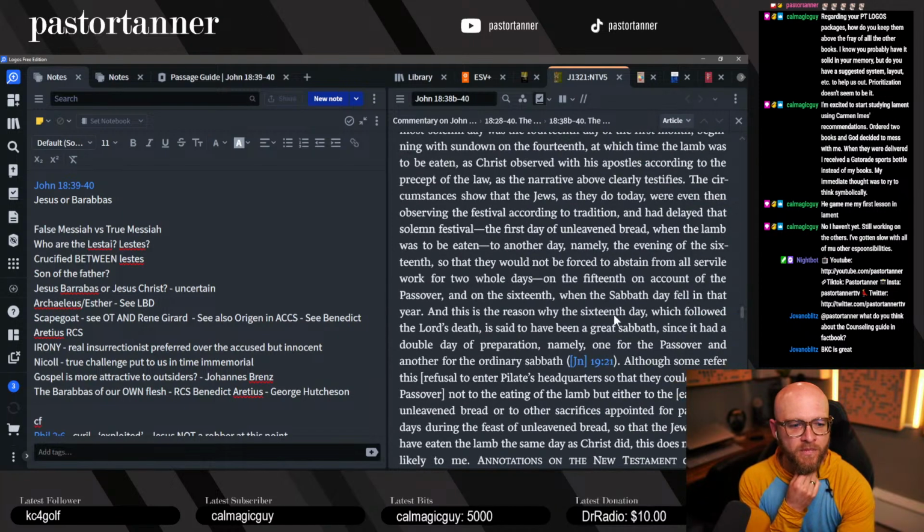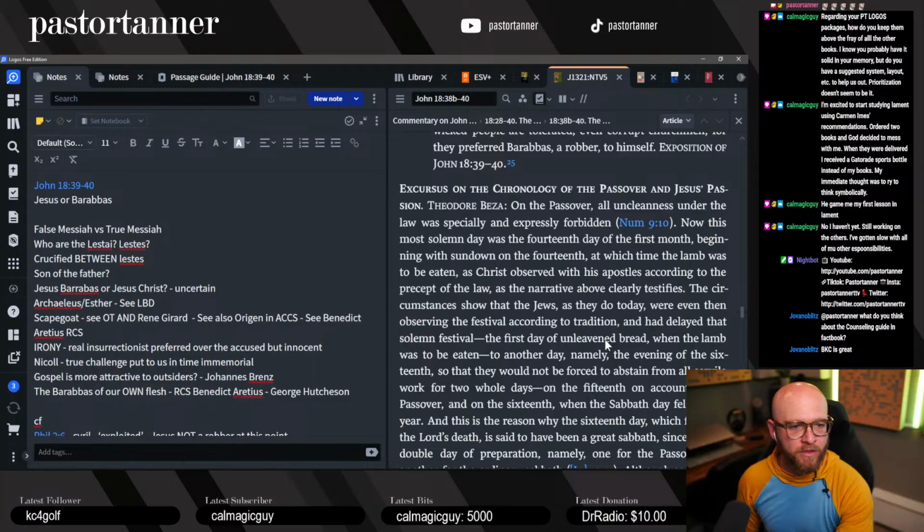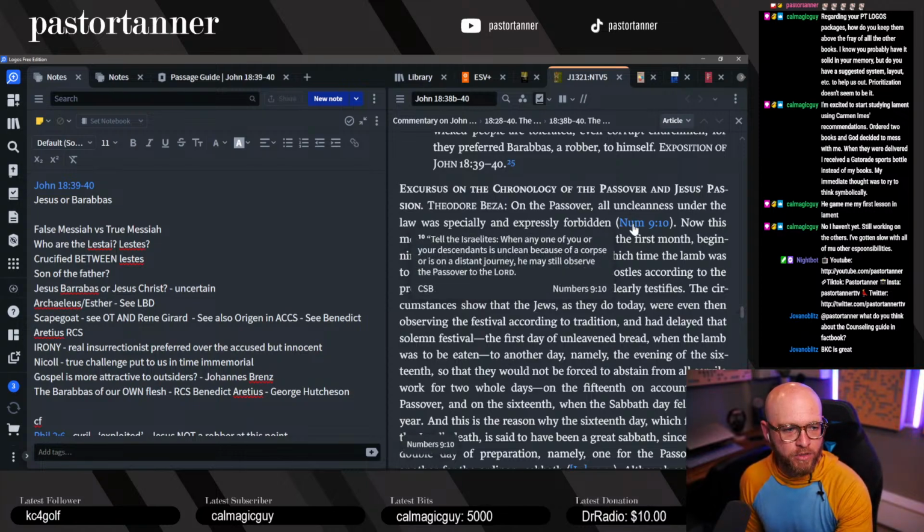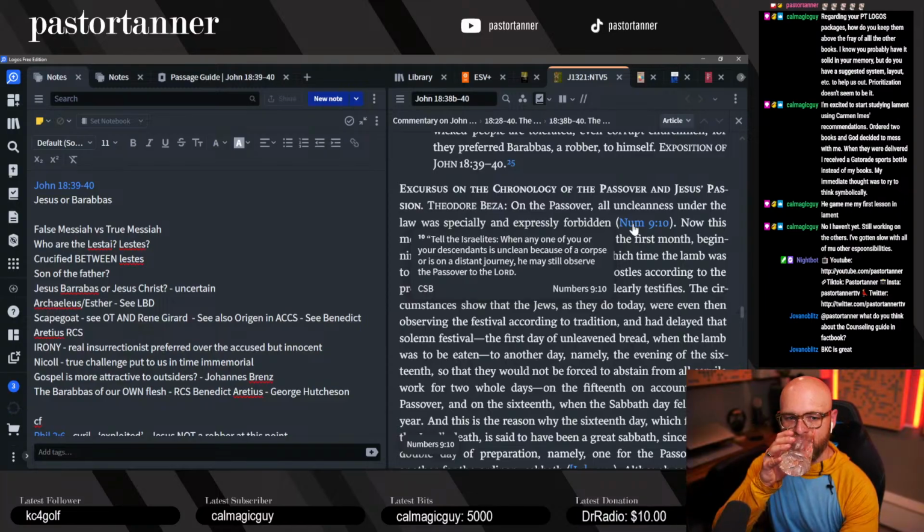Okay. Let's do this last one. Theodore Beza. On the Passover, all uncleanness under this law was specially and expressly forbidden. Is he getting this from, we just read Numbers. Is he getting this from Cyril? No, he's not.